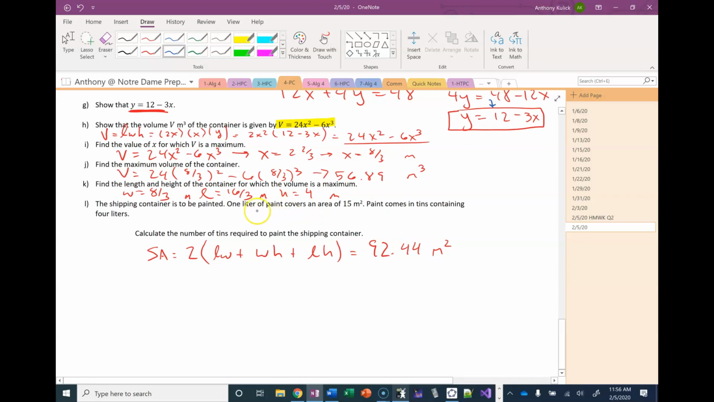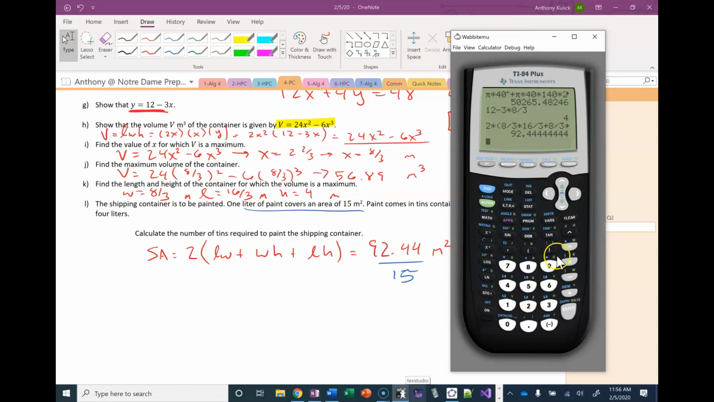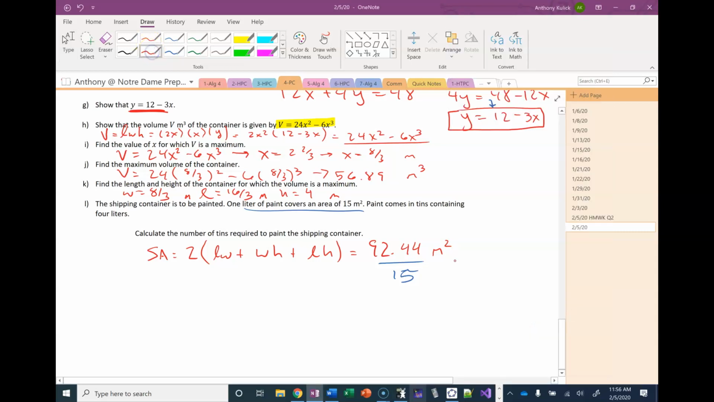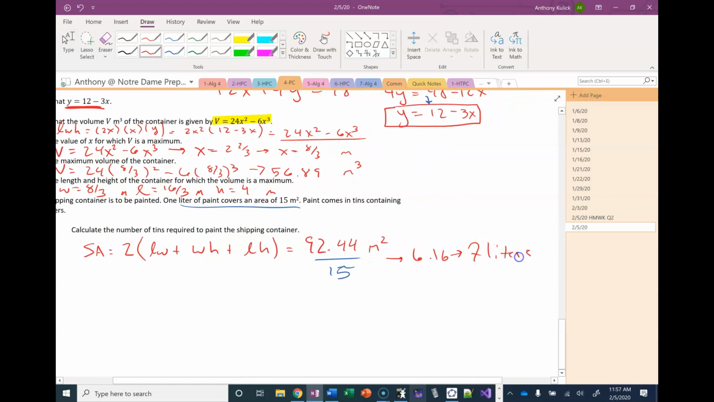Okay. And I know I get 1 liter of paint for every 15 square meters. So if I divide this by 15, that'll tell me the number of liters of paint I need to have. Divide that by 15. So 6.16. Can I buy 1/6 of a liter? No. So I should round this. Should I round it up to 6 or down to 6 or up to 7? You have to round it up to 7. Because you have to have enough paint to cover it. If you have some leftover, you have leftover, but you have to have enough.